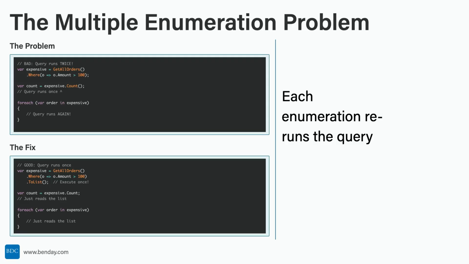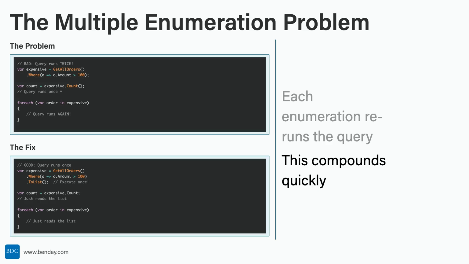Here's the most common performance trap with deferred execution. On the left, expensive is a query, not data. Every time you use it, count, foreach, anything, the entire query runs again. If getAllOrders hits a database, that's 2 database calls. Imagine this in a loop or with multiple operations. The query might run 10 times when you expected once.